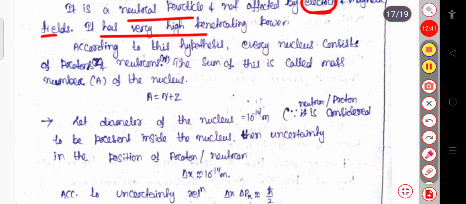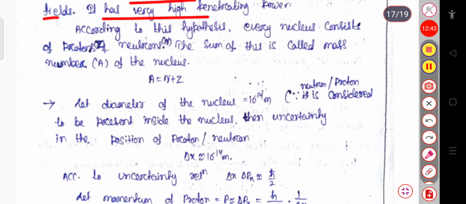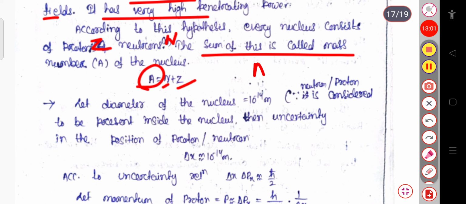According to this hypothesis, that is the proton neutron hypothesis, every nucleus consists of protons, that is Z, and neutrons, that is N, and the sum of the neutrons and the protons is called the atomic mass number, denoted as A. So we can write the atomic mass number, or simply mass number, equal to the sum of the proton number plus the neutron number.